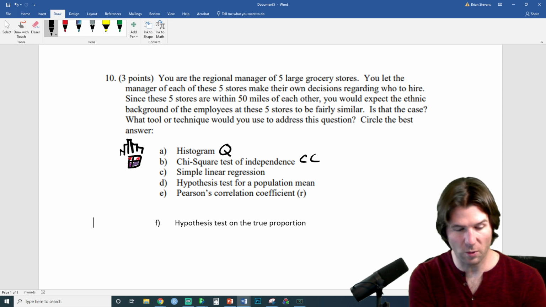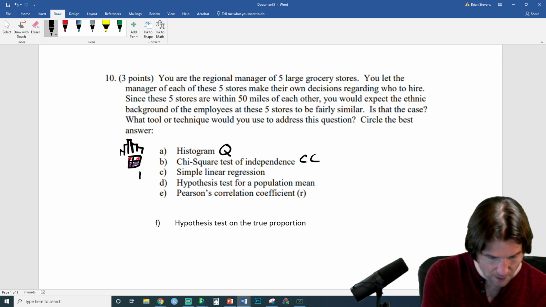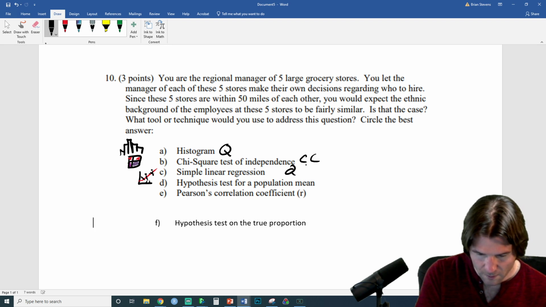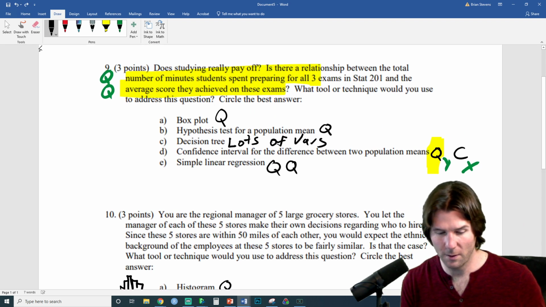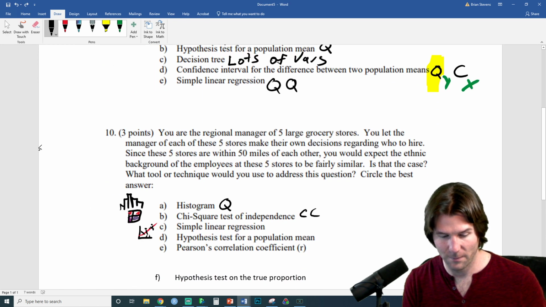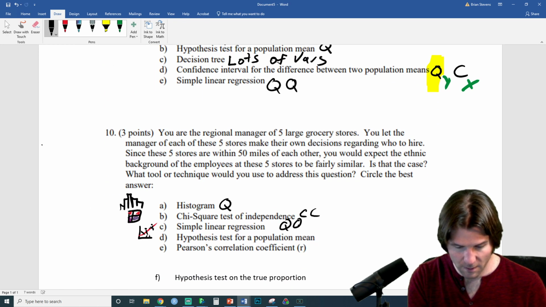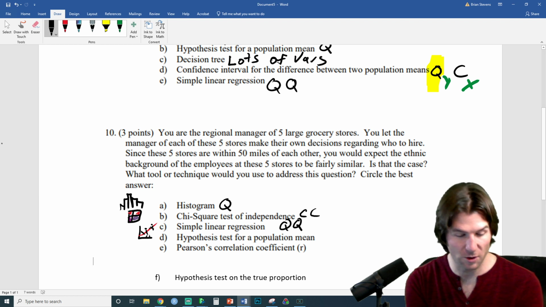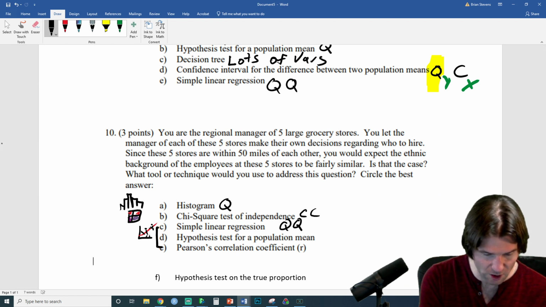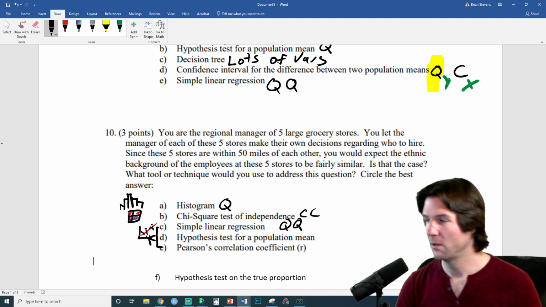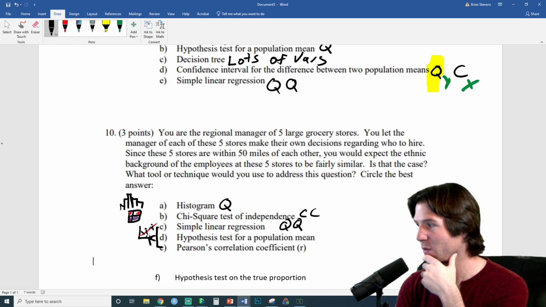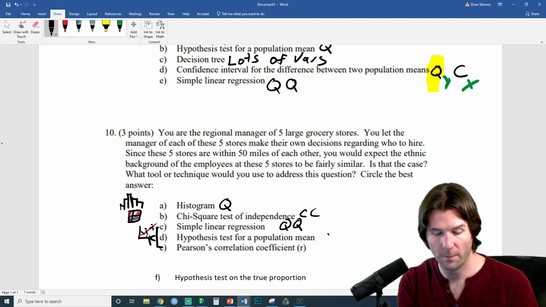Simple linear regression is quantitative. Quantitative, we just did that one earlier. And correlation is basically the same. Hypothesis test is a little hard to draw. This graphic goes with these two right here. So that graphic of correlation and regression are very similar. Hypothesis test for a mean is when you have one quantitative variable.